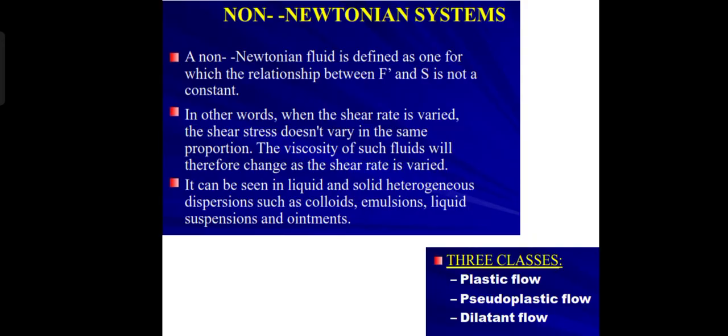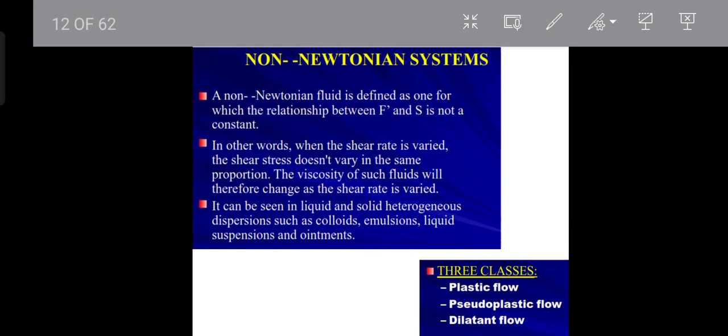For that reason the graph is a straight line, but for non-Newtonian fluids the relationship is not constant. In other words, when the shear rate is varied, the shearing stress doesn't vary in the same proportion. The viscosity of such a fluid will therefore change as the shear rate is varied. It can be seen in liquid and solid heterogeneous dispersions, such as colloids, emulsions, all those things.